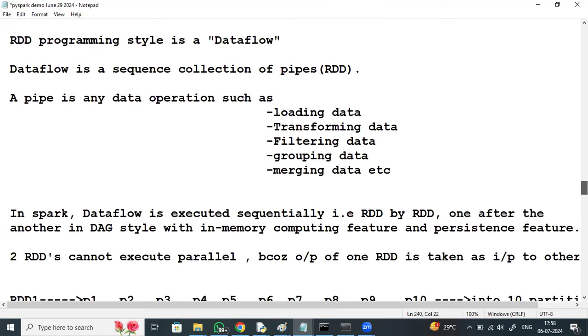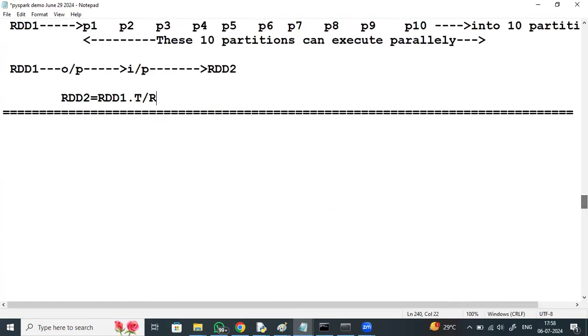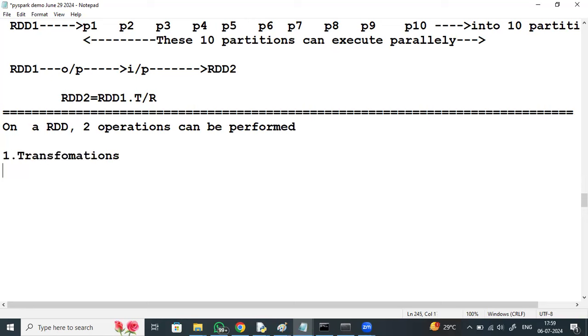I was saying, right, on an RDD we can perform transformations and actions. So on an RDD, just observe here, two operations can be performed. Mainly two operations can be performed. What are they? First one, transformations. Second, actions. Many inbuilt transformations and inbuilt actions are available.